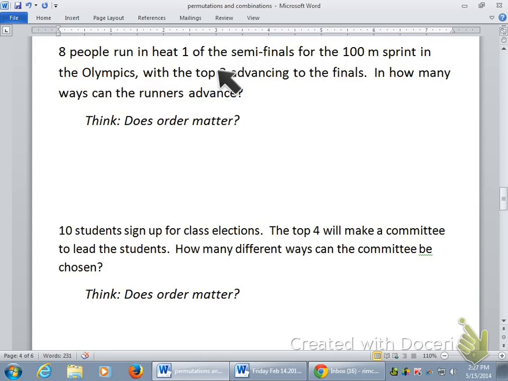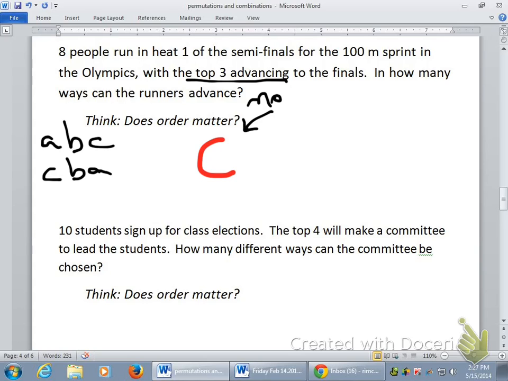In this situation, instead of running the finals where order matters, gold, silver, and bronze, order does not matter because the top 3 people will advance. And it doesn't matter which order you finish in. As long as you make the top 3, you will be in the finals. So the order doesn't matter here. If I finished in ABC order or if I finished in CBA order, these 3 people are still making it to the finals. So this is a combination. As soon as you say, does order matter? If the answer is no, it's a combination. So this combination would be 8 people, and you're going to choose the top 3 that finish.